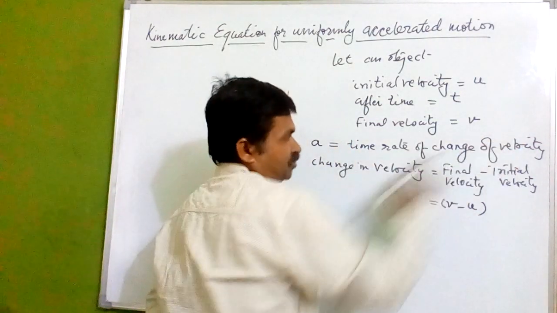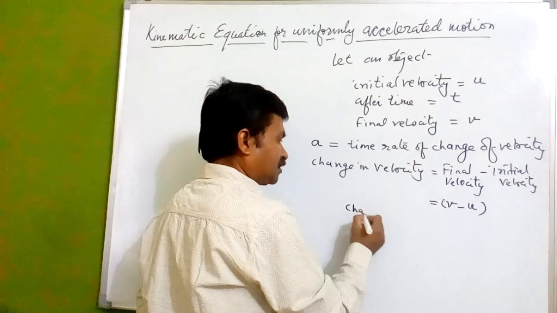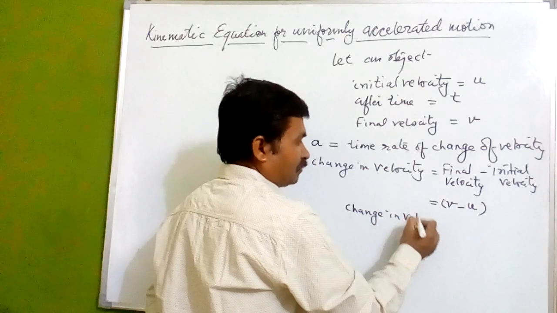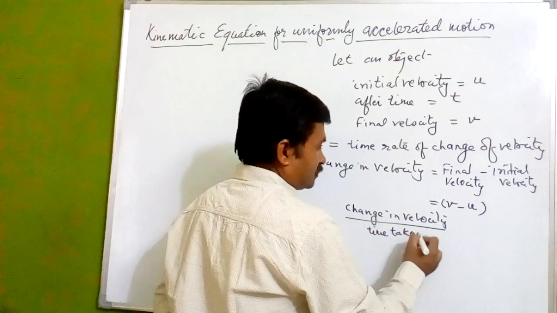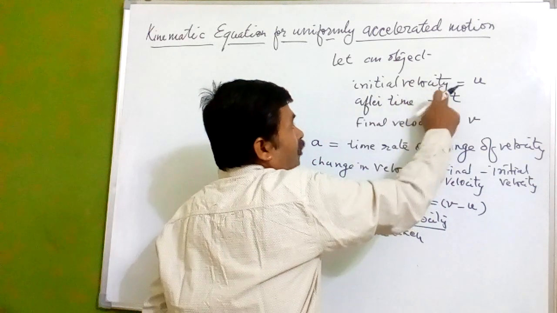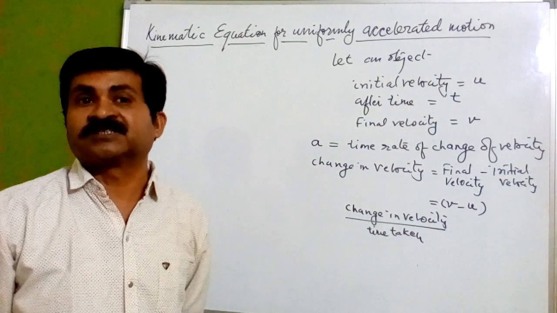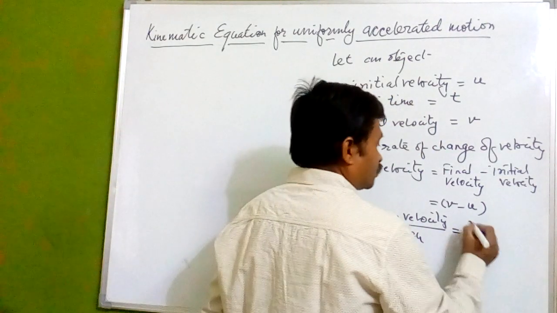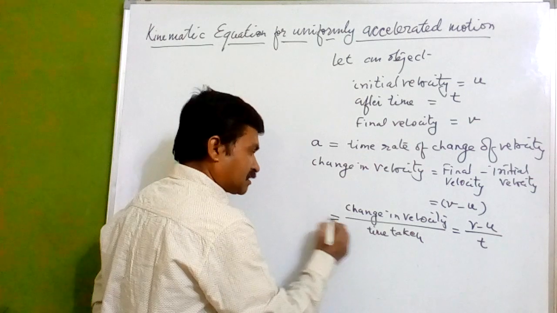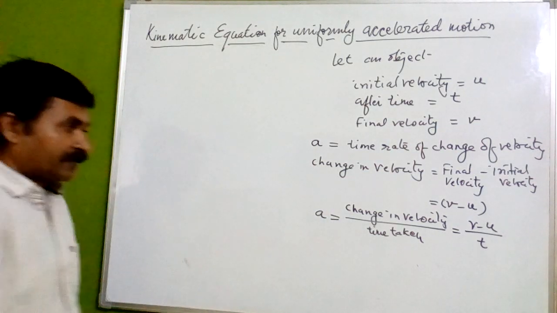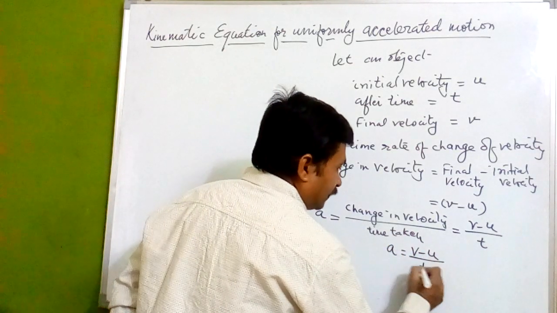Now the time rate of change of velocity. This is the change in velocity, so we can write the change in velocity divided by the time taken. Now we already said that an object moving with initial velocity u, after time t, means the time duration is given to us, or we have taken it. So v minus u upon t. This way we have got the acceleration: a equals v minus u upon t.